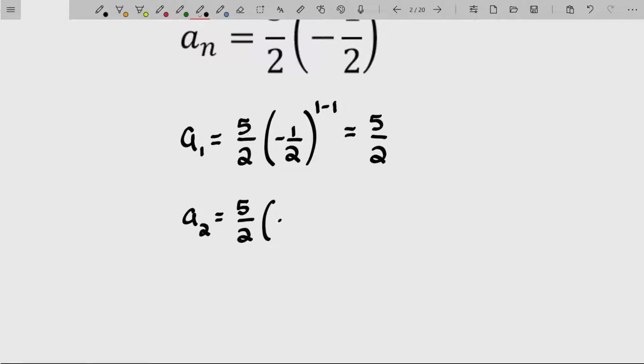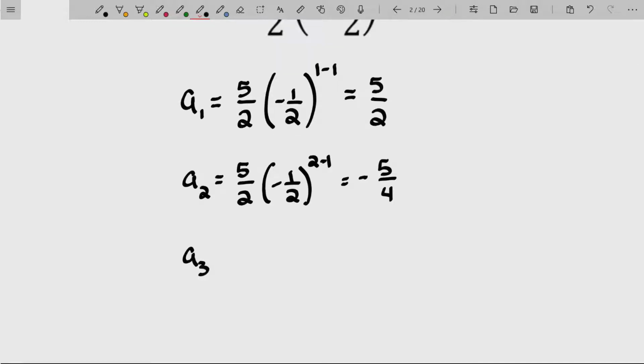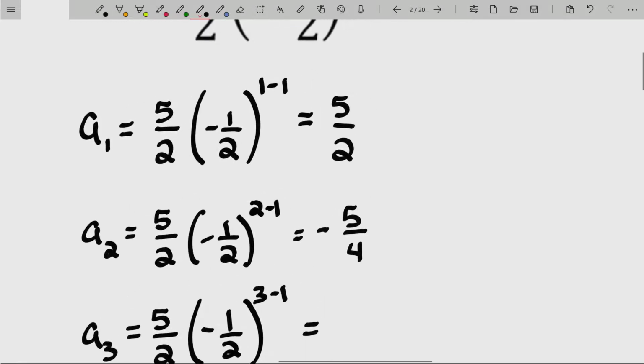A sub 2, negative 1 half, raised to the 2 minus 1, or raised to the first. And obviously a negative power raised to the first is going to be a negative, and then you have 5 halves times 1 half, which is 5 fourths. A sub 3, really from this point forward, I'm going to list it out like this just for a sub 3, but I really want you to pay attention to the fact that what's happening is every time that we go from one term to the next term, we're actually just multiplying by that common ratio. That's all we're really doing.